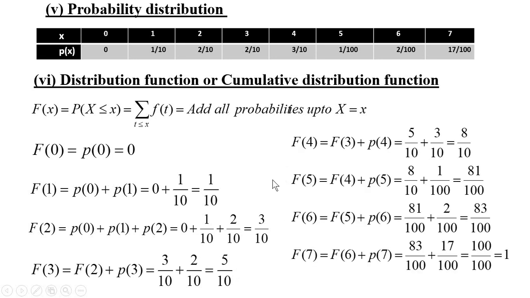Similarly we are going to find F of 4, F of 5, F of 6 and F of 7. And you may note that for F of 7 we get the value as 1. Why is this so? Because you know that the total probability is 1. So at the end, upon adding all these probabilities, you should get 1, otherwise your answer is wrong.